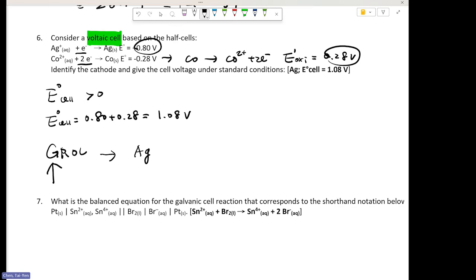Keywords: galvanic cell or Voltaic cell. That means E cell has to be positive. Therefore, you can only flip one of the reactions. After you add up your E naught and the E naught ox, it has to be a positive value. And then after that, you should always remember Lo-rod and G-rod, so you can know who is your cathode and who is your anode.